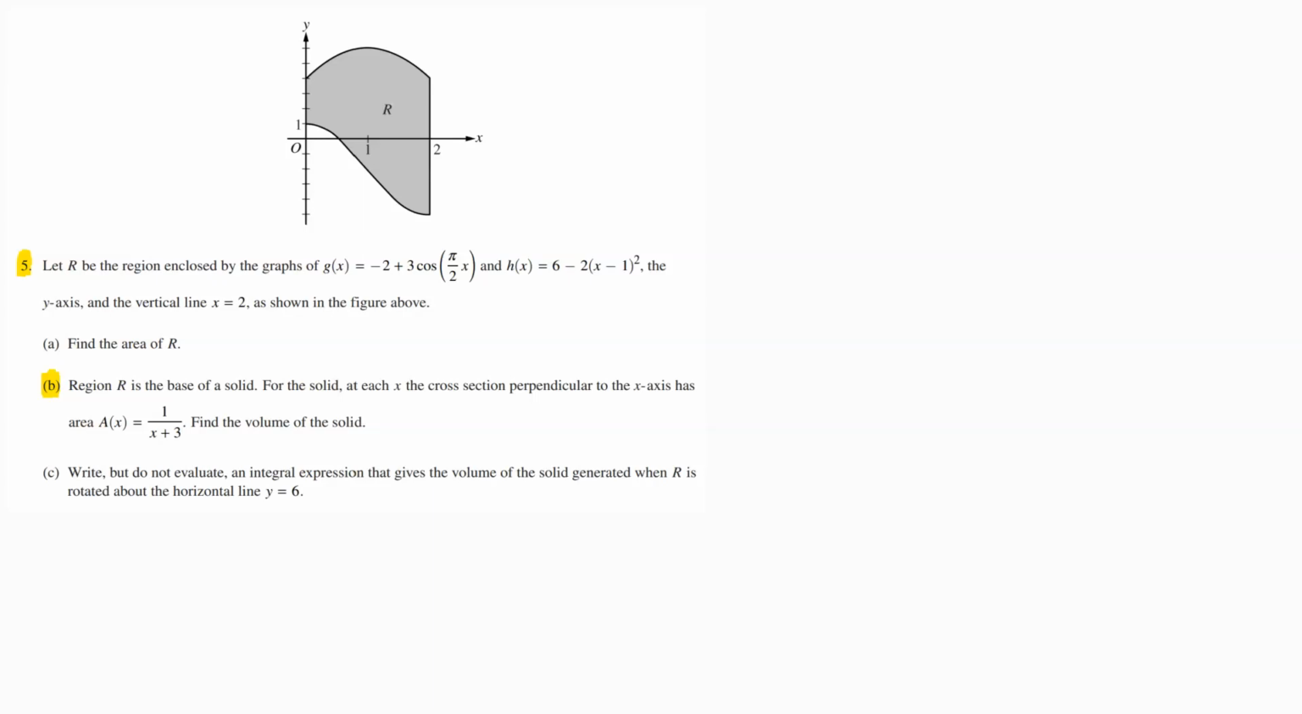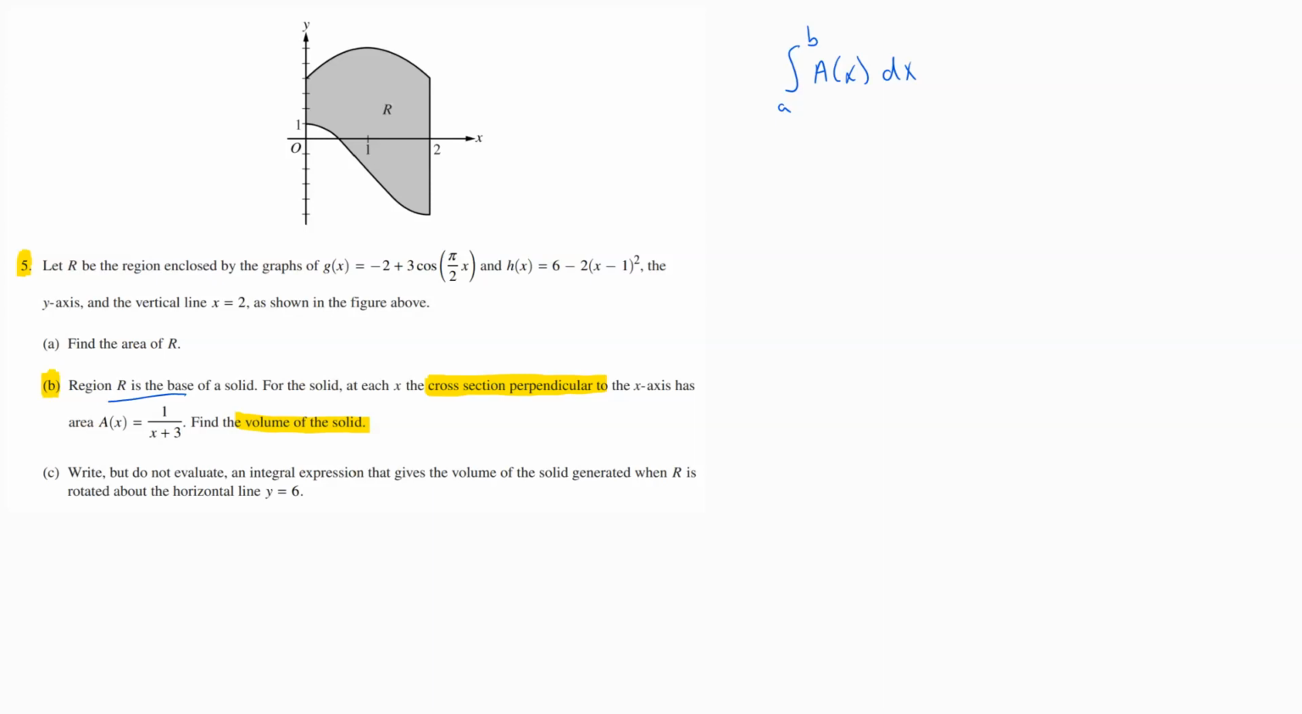So looking at B here, the region R enclosed by the base of this is the base of the solid up above. For the solid at each cross section perpendicular, when you see that language there, bells and whistles should be going off that you should be doing a cross-sectional area to find the volume of the solid. And that means you're looking at the volumes of cross-sectional area formula, which is just an antiderivative formula you've got to have down. So this would be the integral from a to b of whatever your area formula is dx.